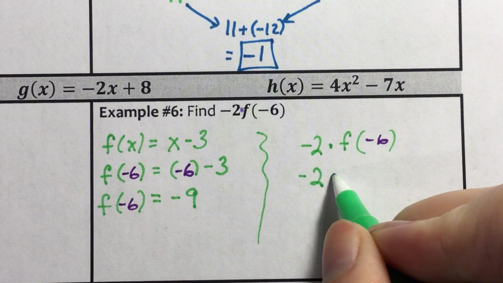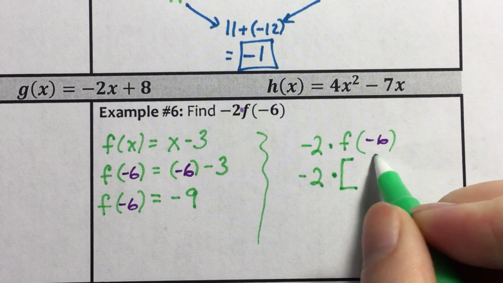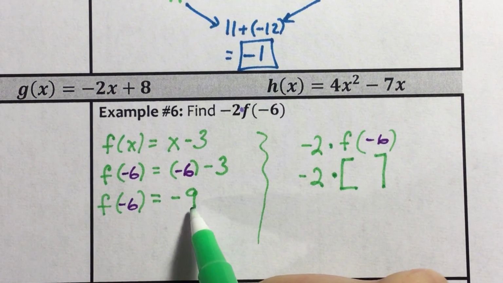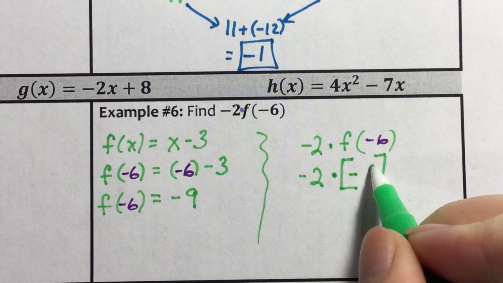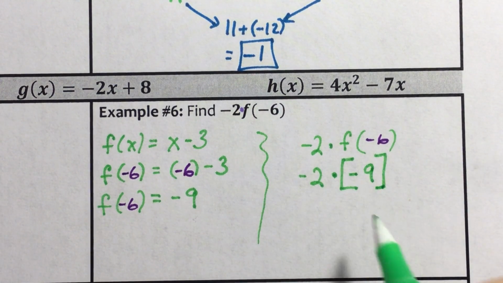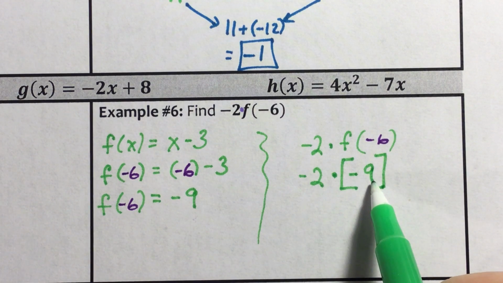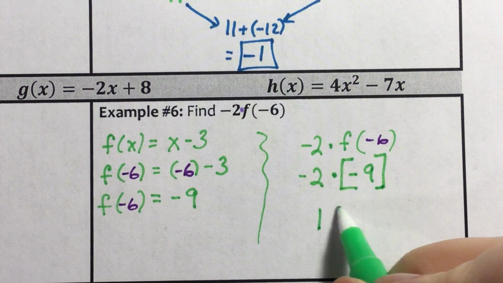So let's do that. -2 times, well, f of -6, we found that in the last part of the problem, it was -9. So we'll just multiply those together. -2 times our answer from before is 18.